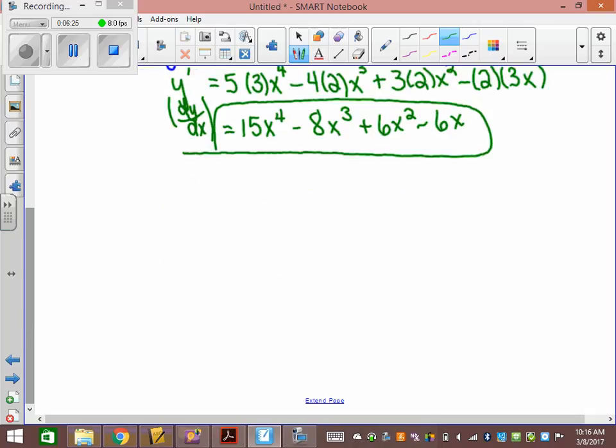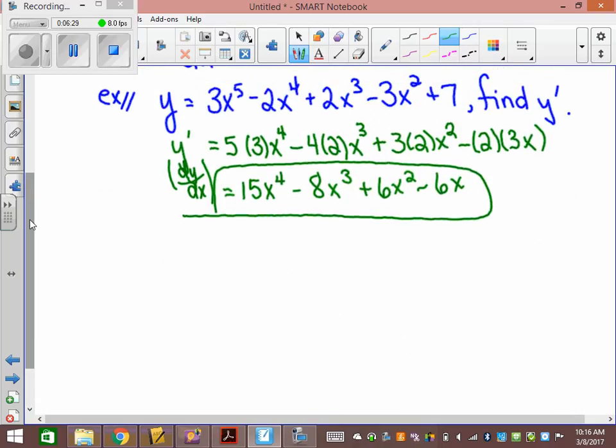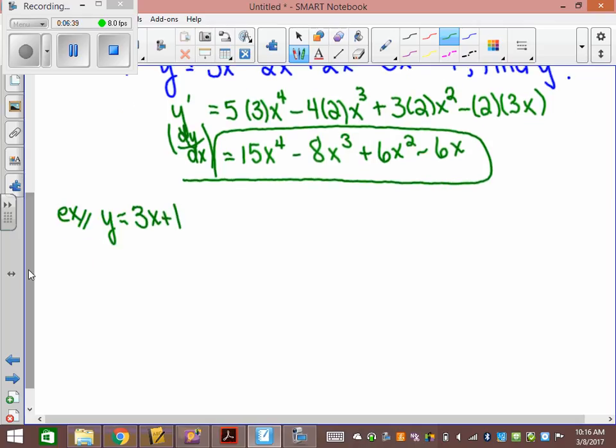So I'm going to show you an example, because the other way proved that this works. If I give you this example, y equals 3x plus 1, I'm going to show you using the old method that we get the same thing. Okay? So you can pay attention. You don't have to write it.